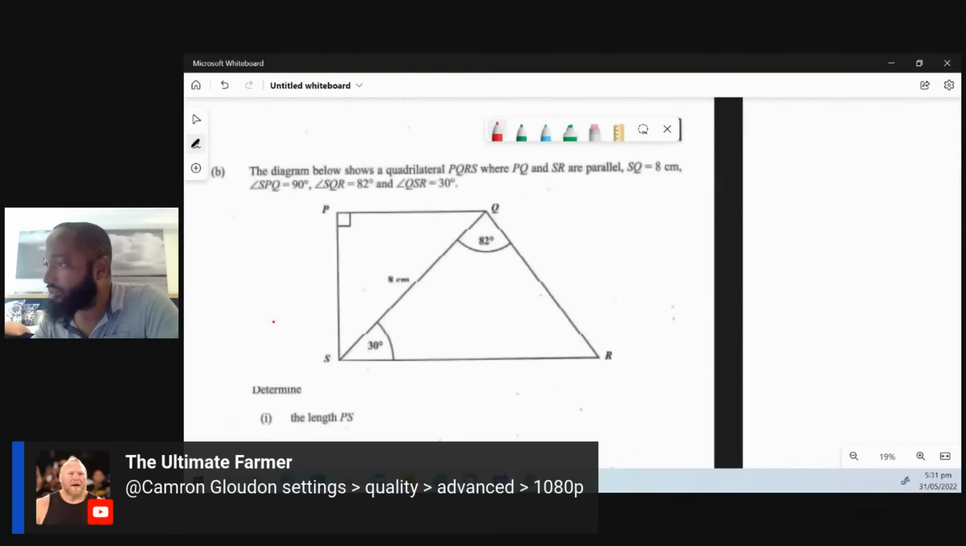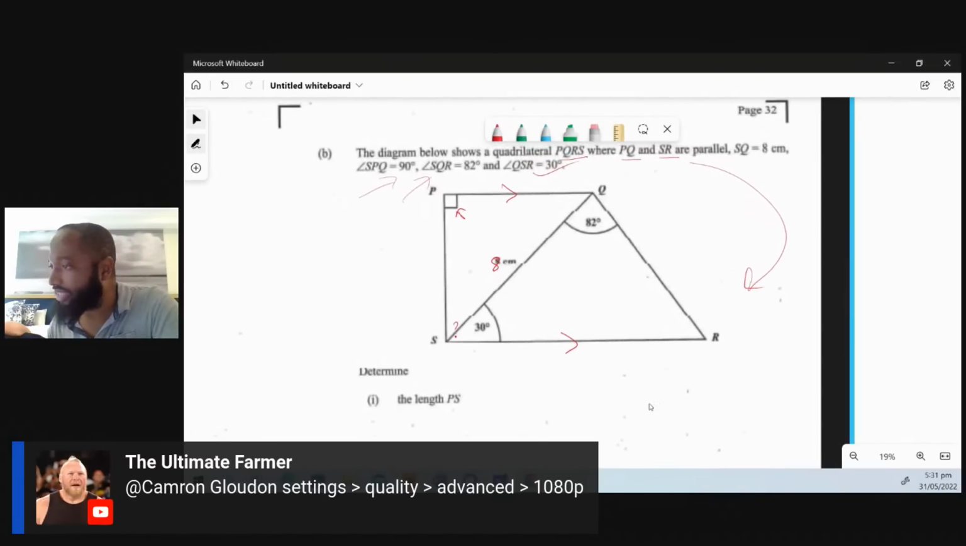PQRS. PQ and RS are parallel. This is parallel to this. It's a quadrilateral. SQ is 8. SPQ is 90. So we do know this is 90. SQ is 8, and 30. Everything here is there. That's the only reason you read these things, to make sure everything they write is in the diagram. So they want you to determine the length PS.